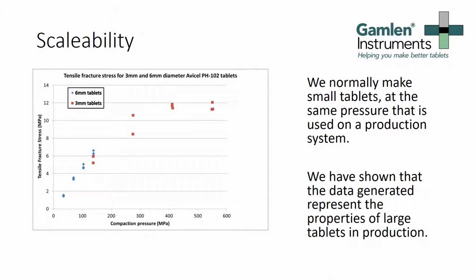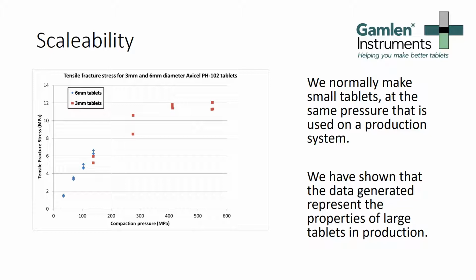Using the Gamlen D-Series, we normally make small tablets at the same pressures as are used during production manufacturing. For our data to be useful, we needed to check whether making small tablets gives the same tablet properties as larger tablets. One very important tablet property is tablet tensile fracture stress. This is measured using a method first published by Professor Mike Newton. Professor Newton used it to distinguish between different size fractions of the same sample of lactose. This is a very difficult test, showing that the method is very discriminating.